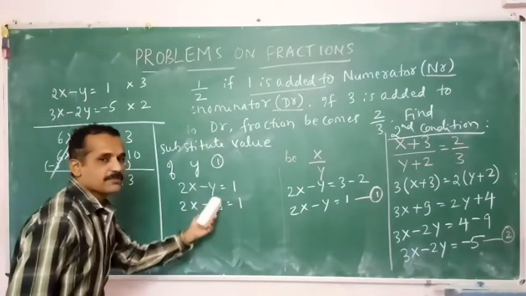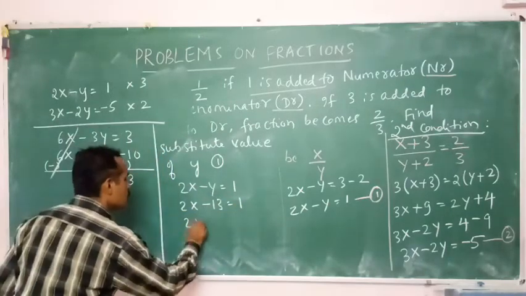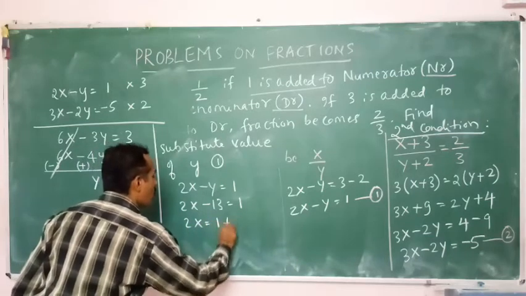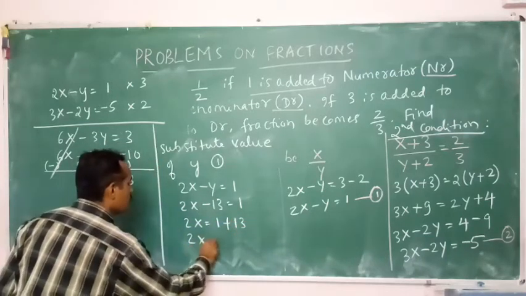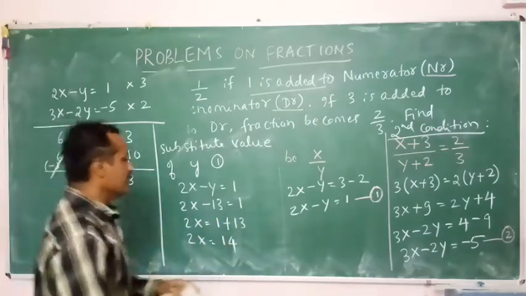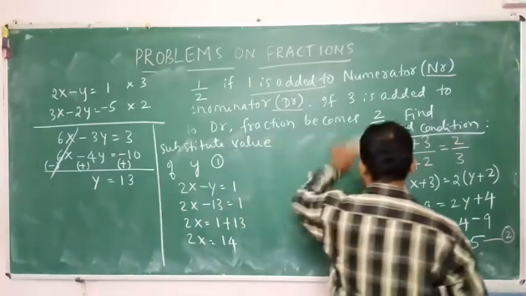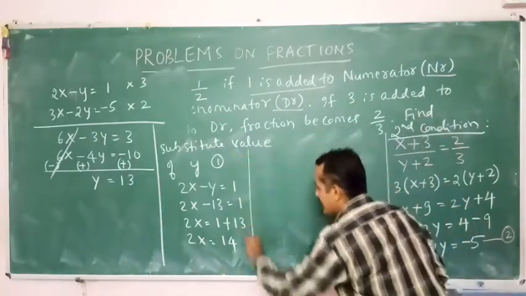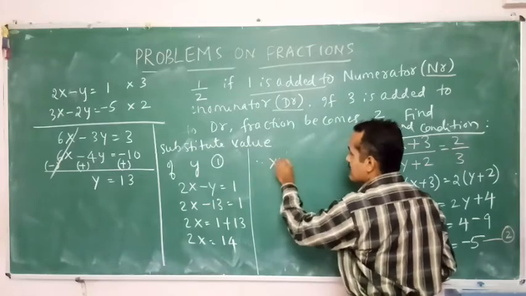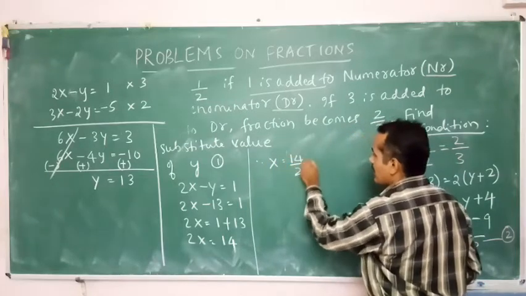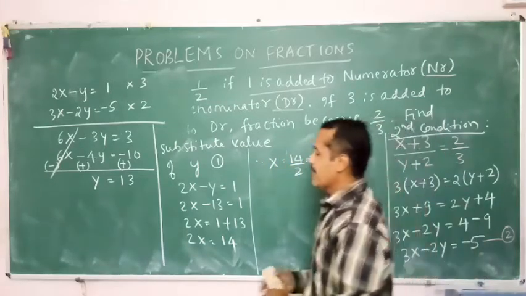Minus 13 can be shifted to the RHS. 2x is equal to 1 plus 13. 2x is equal to 14. With that I can say, therefore, x is equal to 14 by 2. The answer is 7.